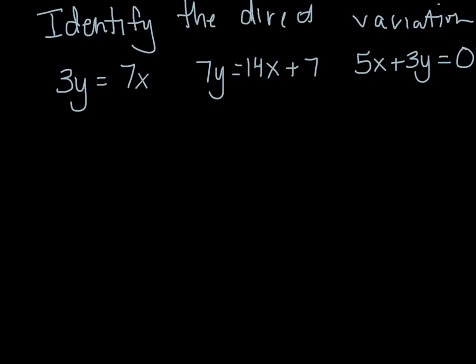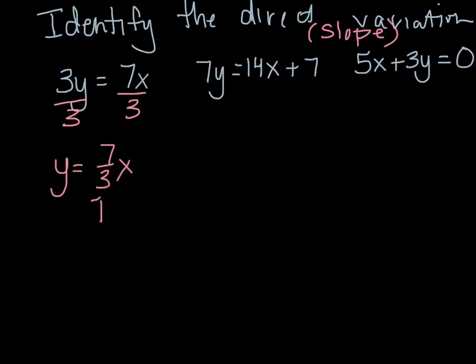The next problems might say identify the direct variation, or really truly we're identifying the slope. So for us to identify the slope, I have to solve for y. So this first problem, I'm going to divide both sides by 3, and I have y equals 7/3 x. There's my direct variation. The slope is 7/3.